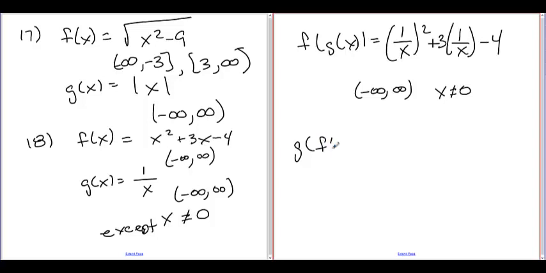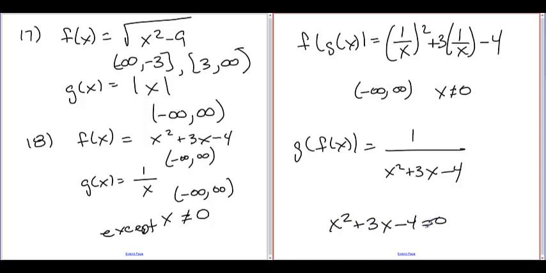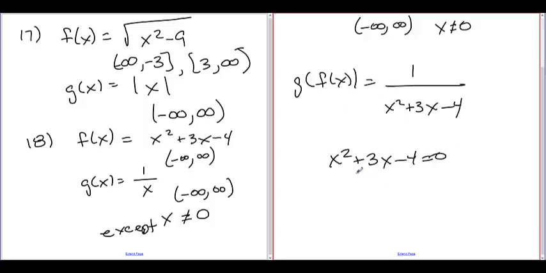For g of f of x, what happens there is we plug this into there. So we get 1 over x squared plus 3x minus 4. And so the values of x that we're looking at are the ones that make it so that the denominator cannot equal 0. So what we'll do is we'll solve this for when they do equal 0. And then we'll say, okay, actually we don't want them to equal 0, so that'll be the domain. Here we're solving this equation for the zeros. And I set this up so that you can factor it by observing it.